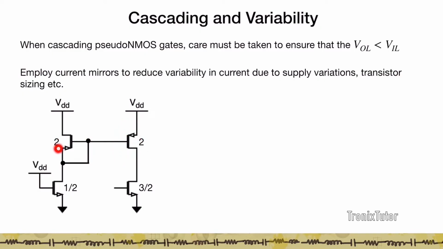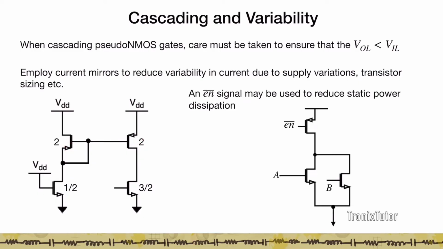So that can be done by using a current mirror in this fashion. Another way to reduce the static power leakage in such a circuit would be, instead of making the PMOS always on by connecting it to ground, use an enable signal on this PMOS. And again, this enable signal will need to go to ground first, then the PMOS turns on, and then you use the gate. So this way, when you're not using this gate, you can shut off the leakage in the gate by using this enable bar signal.